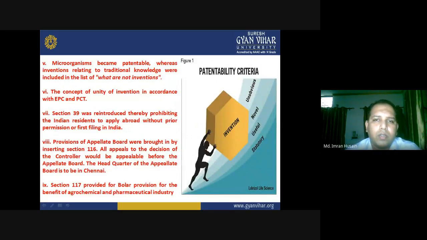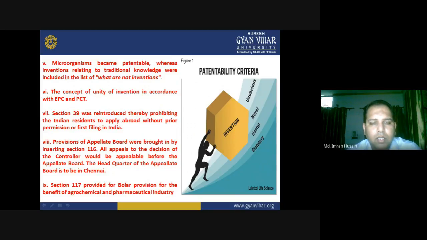Microorganisms became patentable, whereas inventions relating to traditional knowledge were included in the list of what are not inventions. So, microorganisms were also included in the patentable items list, and the whole list or the whole protocol of what are not inventions was introduced in order to solve the debate and the issue that it was creating. The concept of unity of invention in accordance with EPC and PCT.